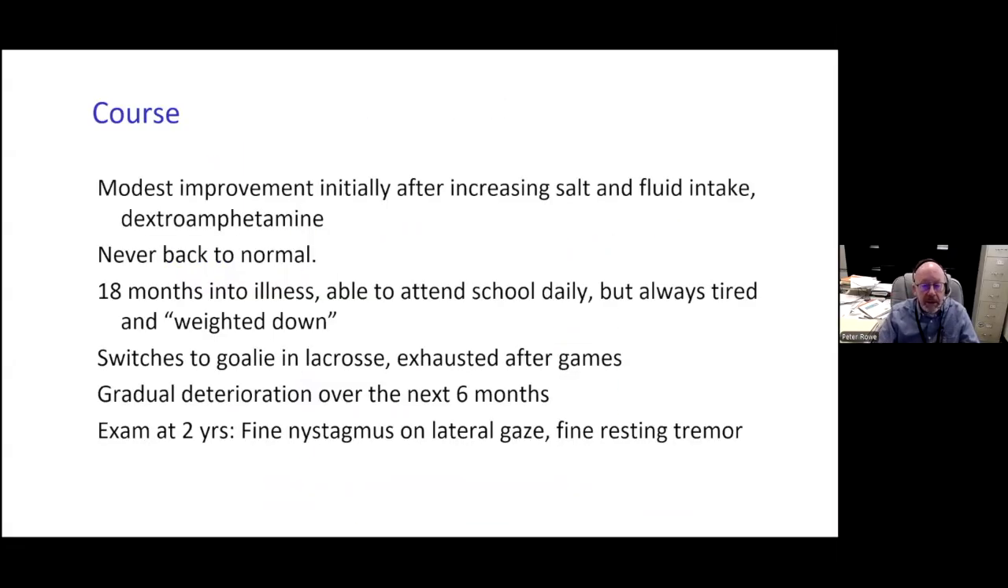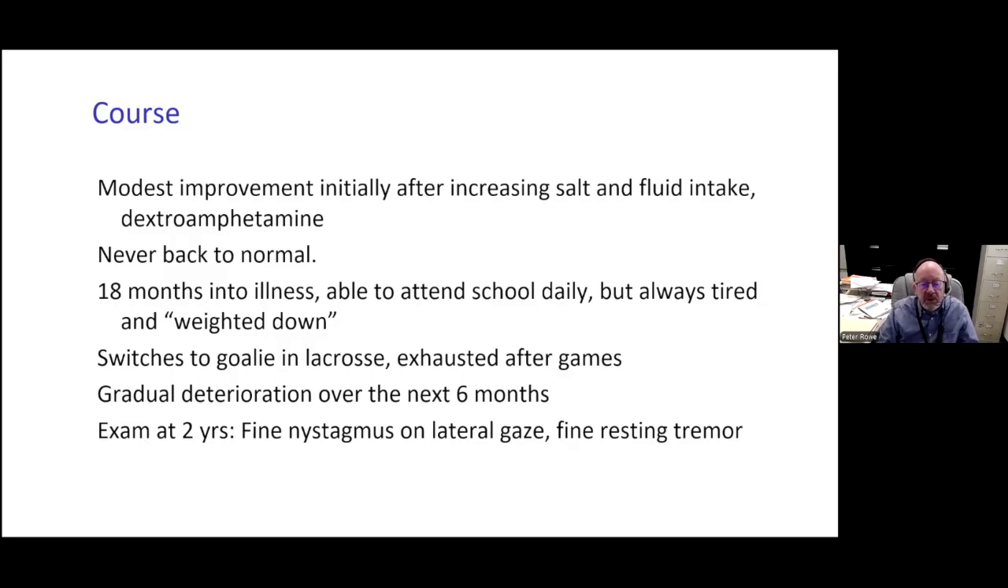So we began him, as would be normal, on an increased intake of salt and fluid, and he began a stimulant medication which acts as a vasoconstrictor drug. He had, as I said, a modest improvement, but was never back to normal. After 18 months of the illness, he was able to attend school daily, but he was always tired, and he said he felt weighted down.